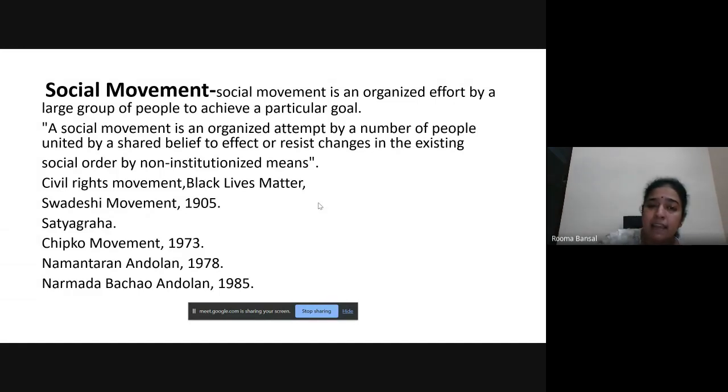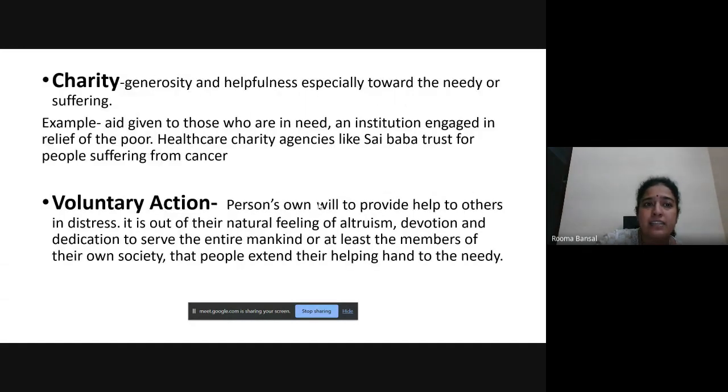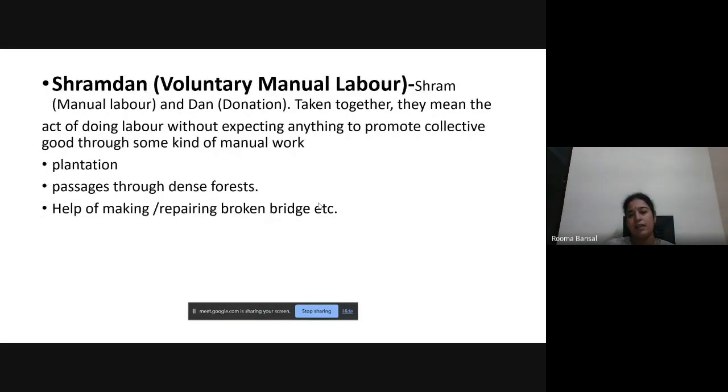See, questions can be asked on these three points: charity, voluntary action, and shramdan. A question can be asked in any form, like in short notes, in a 10 marks question, and in a 20 marks question also. You just have to understand the basic meaning of these terminologies, and always remember to write an answer with an example.